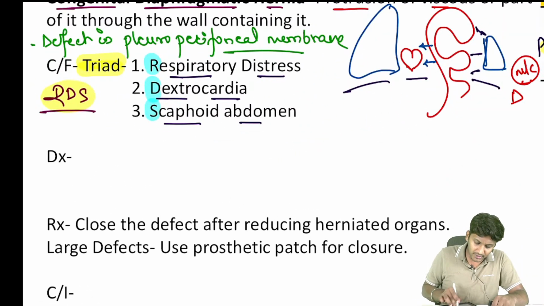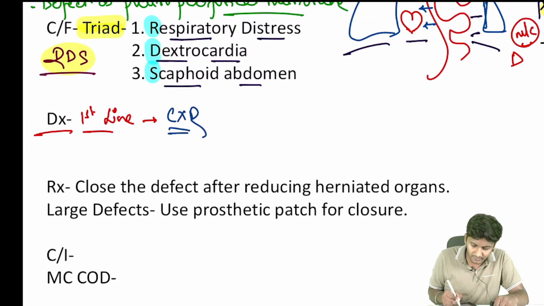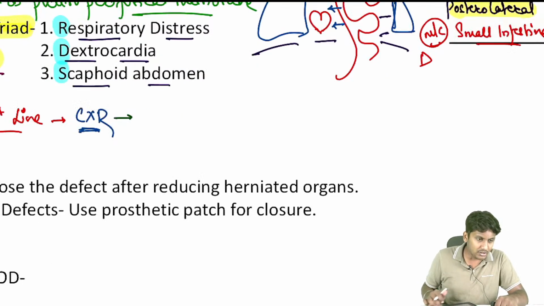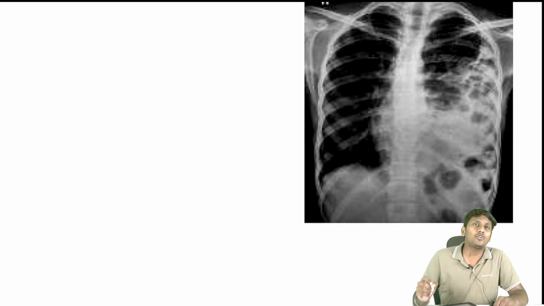So definitely the first line investigation that we can do, if the child is having respiratory distress after birth, has to be a chest x-ray. So I'll do a chest x-ray in that child, and on that chest x-ray I'll be able to see a classical picture. क्या दिखता है मुझे chest x-ray पे? Intestine contains air or gas. Therefore these intestinal loops appear black.